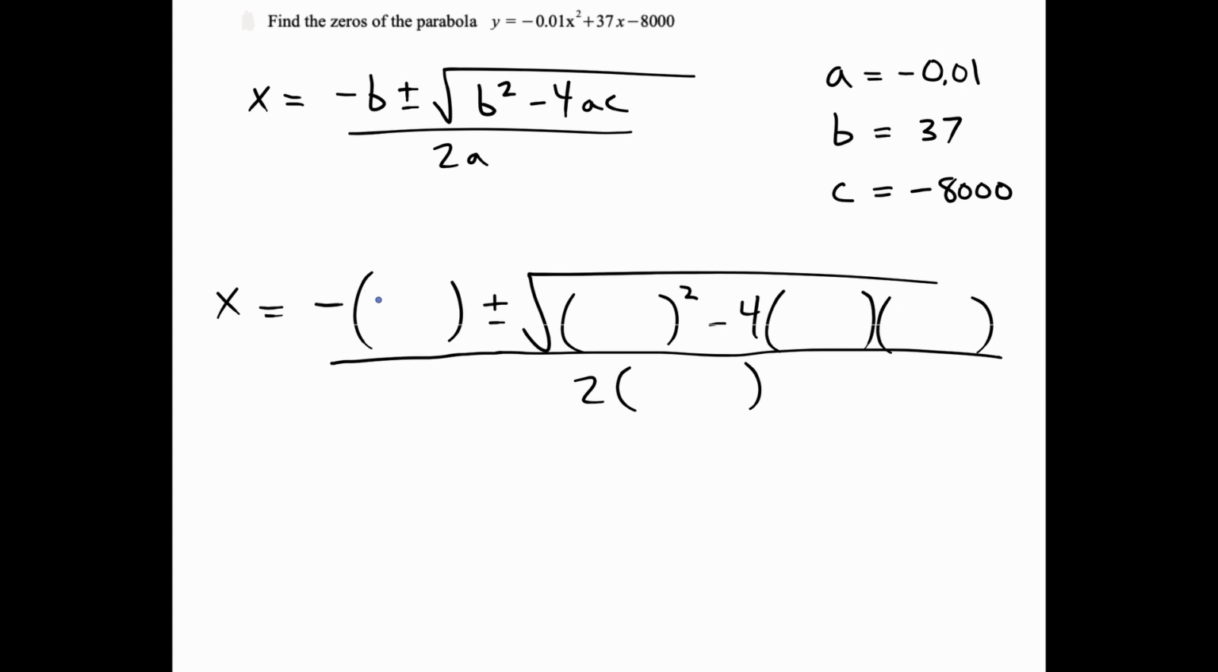So for B, we'll put 37. For A, we'll have negative 0.01. C is negative 8,000. And down here we need another copy of A.